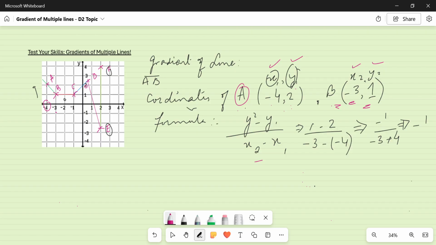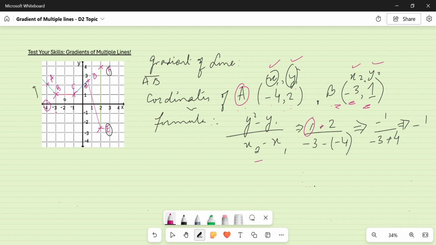So first of all, we need to write down y2 minus y1. Here the y2 value is 1, right? So I wrote it here, 1. Minus, the formula is giving to you minus, and y1 is 2. So I replace y1 as a 2, divided by x2.